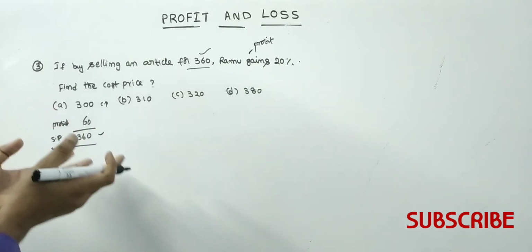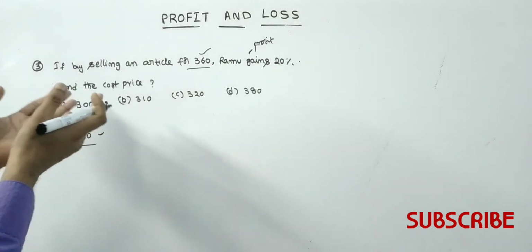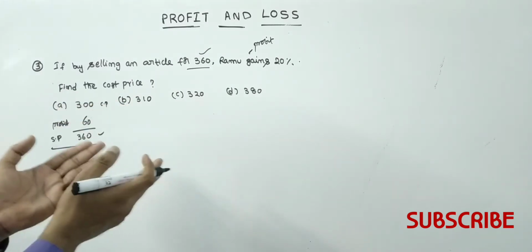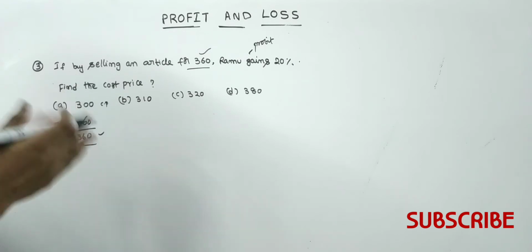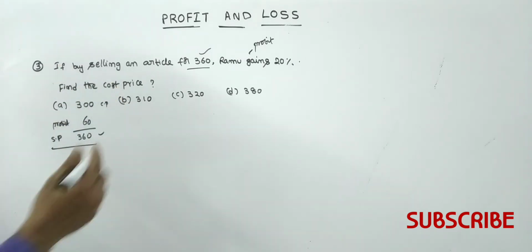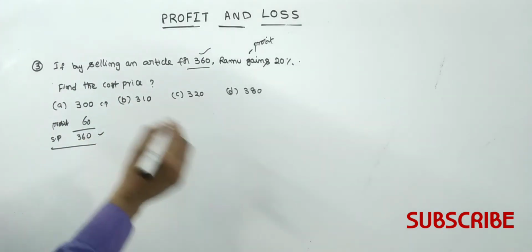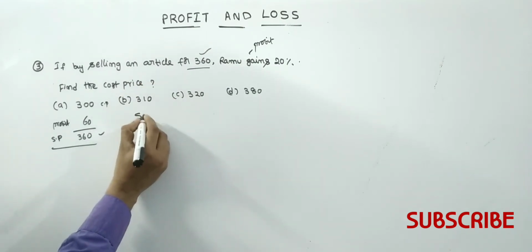It is a fraction of seconds only. See friends, sometimes this type of problems also will come. Definitely one or two problems will come. Then we have to save the time in this type of problems. See friends, I will tell you the procedure. What he has given? Selling price he has given.